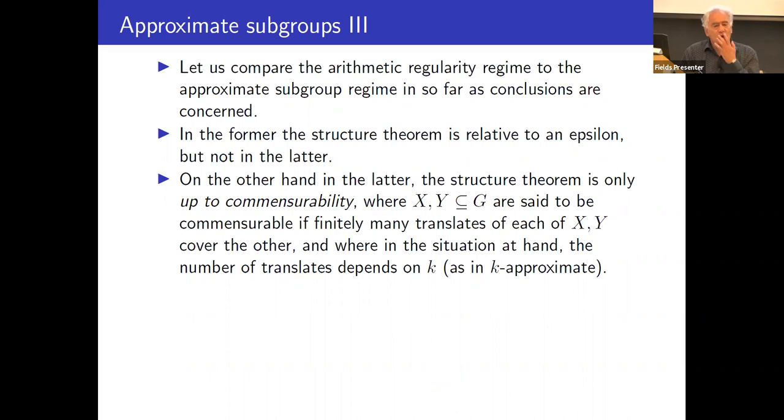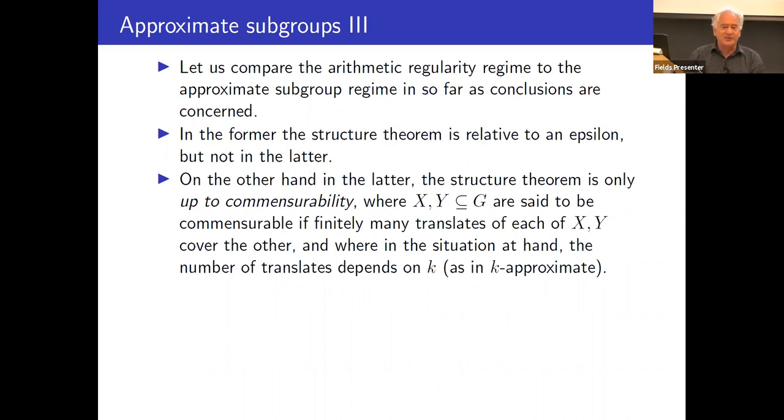For example, suppose in the approximate context that my group G is finite, and I'm looking at only A's subsets. So I'm looking at a family of G and A, where G is finite, and A has the property that it's generic in the sense that a bounded number of translates cover the group. And that's already the conclusion. It's commensurable in a bounded fashion with the group itself. That's it, right?